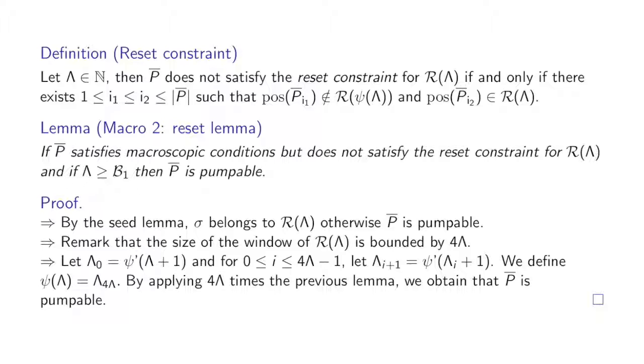The second remark is that the square of width λ is bounded by 4 times λ. Finally, we define the function psi by applying 4 times λ times the function psi prime to the distance λ. Then we can use the second lemma of this video 4 times λ times, which is the maximum number of intersections between the path assembly P and the window W of the square of width λ. At each iteration of the second lemma of this video, either P is pumpable or the number of intersections decreases. Eventually, we will find a U-turn and the path assembly P will be pumpable.